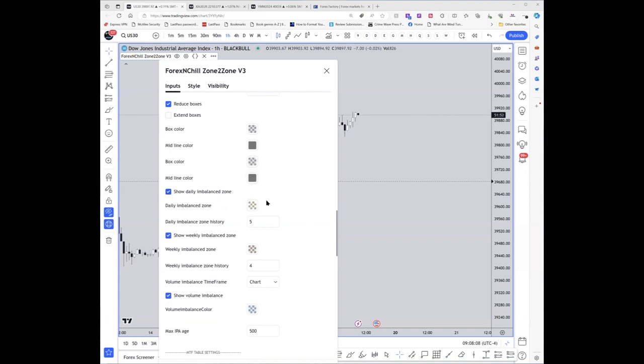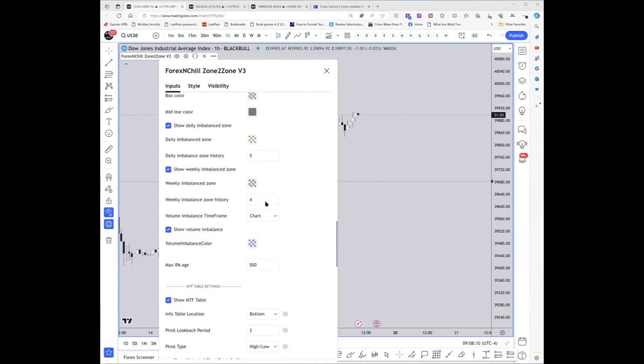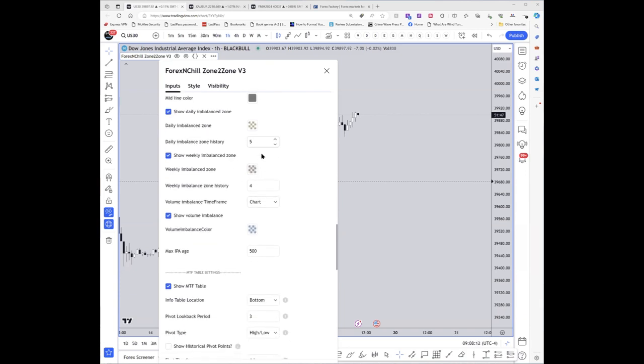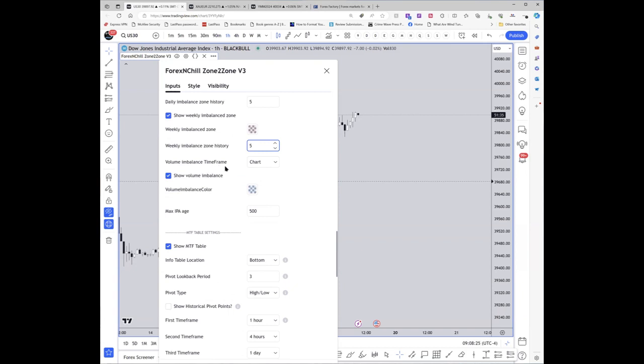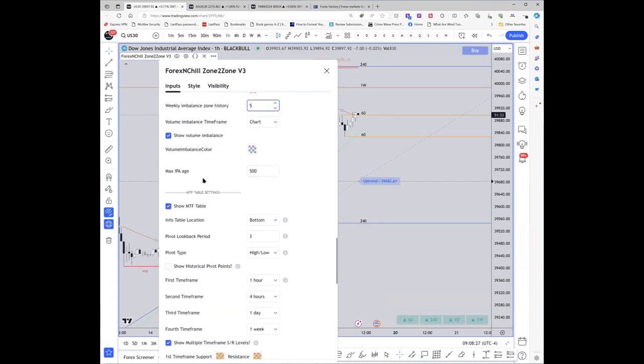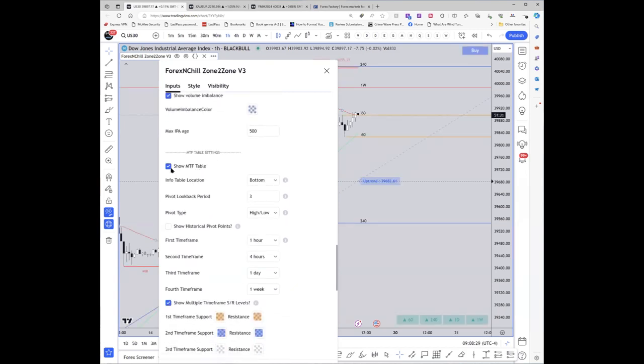Show daily imbalance, yes. Weekly imbalance, yes, because I like to trade the higher time frames. How much of the history you want to show. Let me make those both 5, just so it will show the current week. Volume imbalance time frame. Multiple time frame table is at the bottom right.